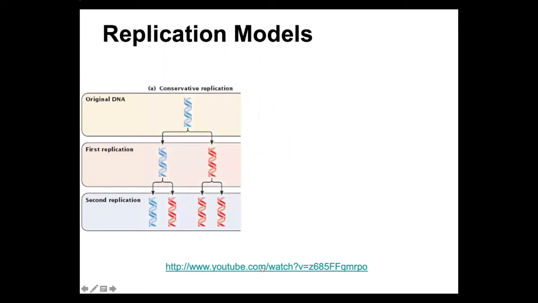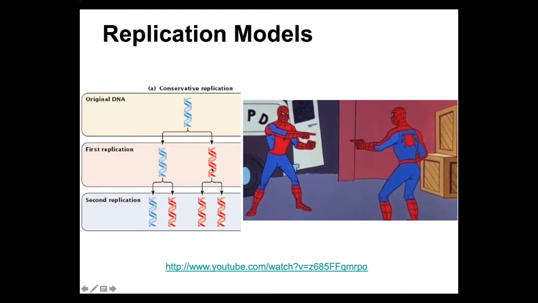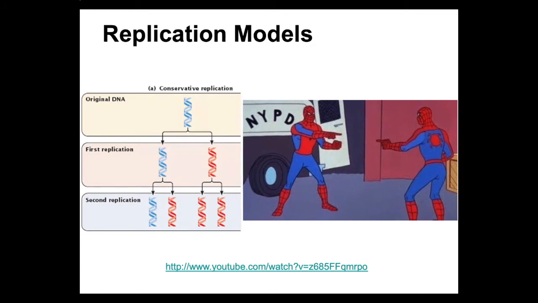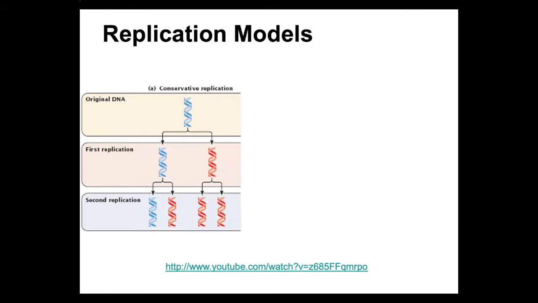One was called the conservative model of replication. You know what conserve means? To conserve means to save. So we got the original DNA, and by some magic means of doing things, they thought your body just made another thing of DNA. This was wrong. Why am I showing you a wrong thing? Because I want to show you that science is a process.